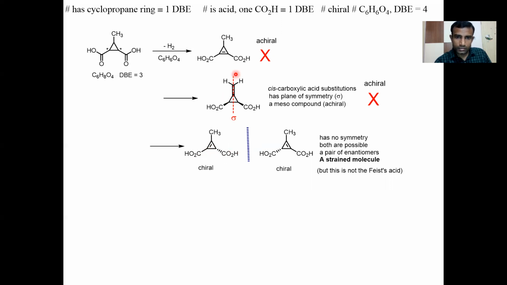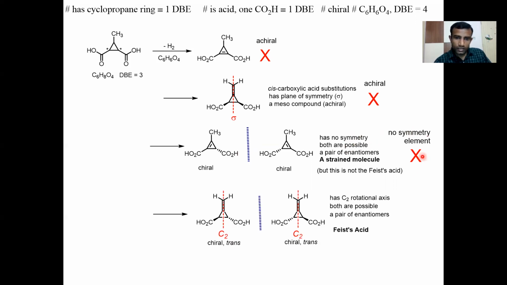If you just move this double bond from here to there, this is also chiral, and when you consider a chiral molecule, it has to have a pair of enantiomers. So basically you have to draw these two structures, both are enantiomers of each other. This molecule has no symmetry, but both enantiomers are possible. It exists as a pair of enantiomers, and it is a strained molecule. I'll discuss that in a few minutes. So this is not the Feist acid, because in Feist acid, as we discussed, it has a symmetry element.